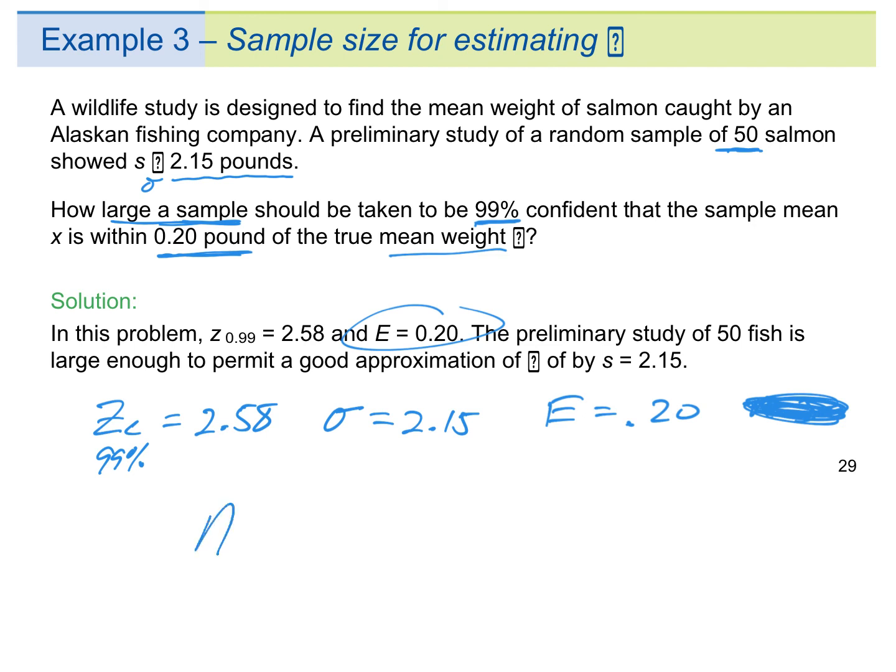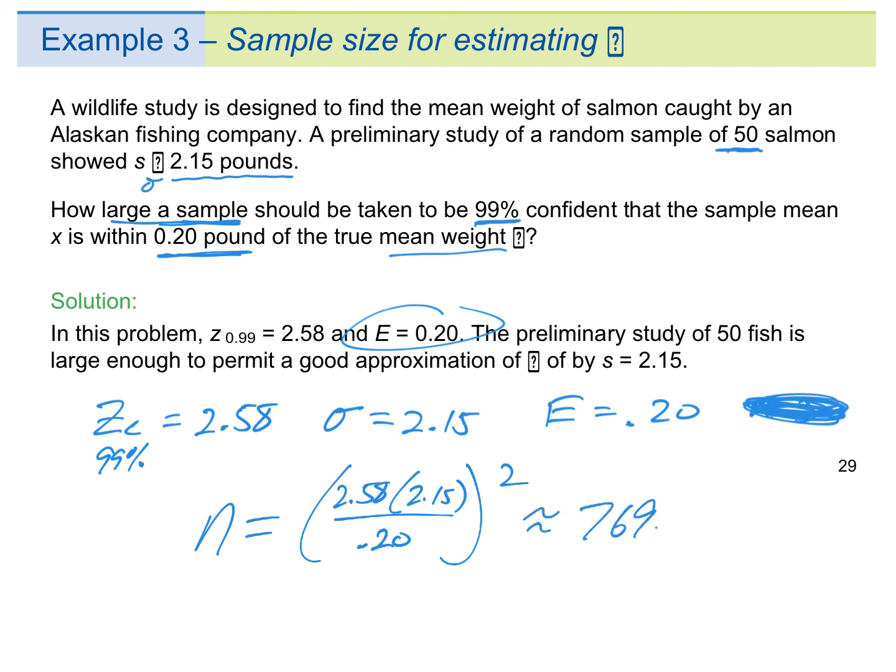So here we go. N is equal to, squared, Z of C is the 2.58. The sigma is the 2.15. And the E is 0.20. So we plug this all into our calculator. You take 2.58 times 2.15, hit enter. Divide it by 0.2, hit enter. And don't forget to square. When you square, you get 769.23. Okay?